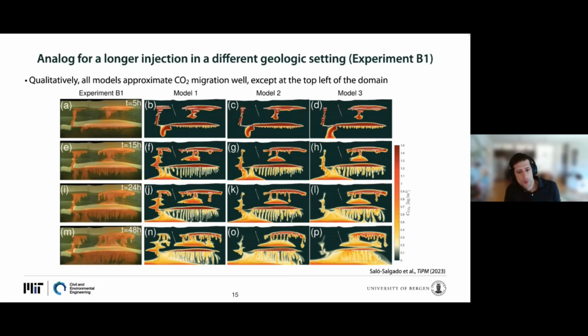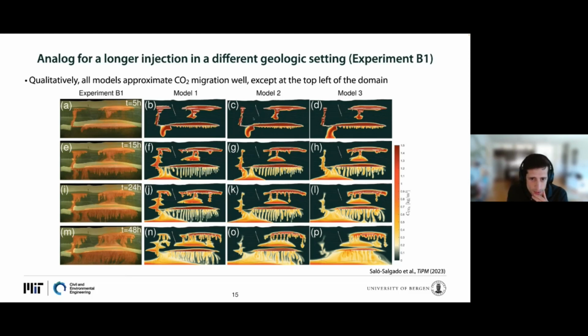So now one of the key questions is, okay, so after this calibration process, how are our models going to perform when we apply them to a similar but different setup? And this is what we're trying to show in this slide. So in this case, we're comparing different snapshots as well of the experimental results in the main FluidFlower with our modeling results for model 1, model 2, and model 3 in this main FluidFlower. And so you can see that overall, CO2 migration is qualitatively speaking very similar between the different models and the experiment.